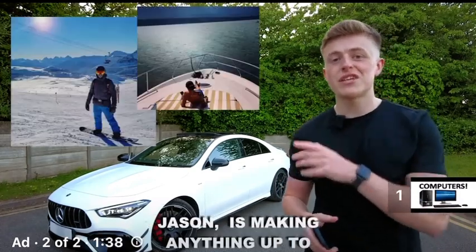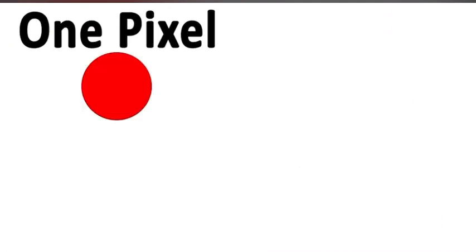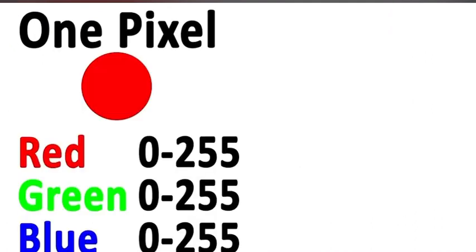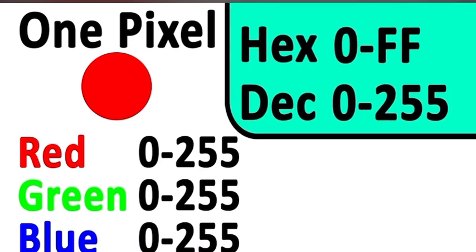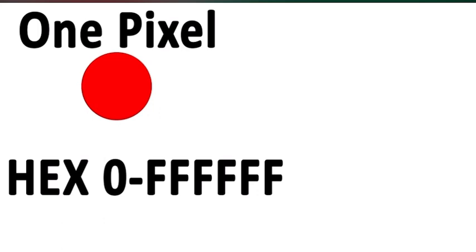For example, anything up to colors. Each pixel has these 3 colors, each represented by a number between 0 and 255, and as luck would have it, 2 digits of hexadecimal can also represent any number between 0 and 255. So each pixel on your screen has 6 digits of hexadecimal dedicated to it.